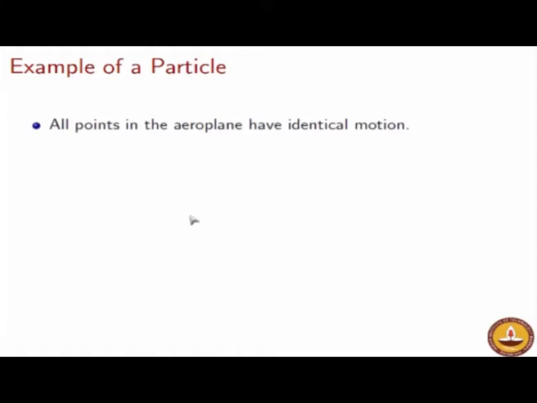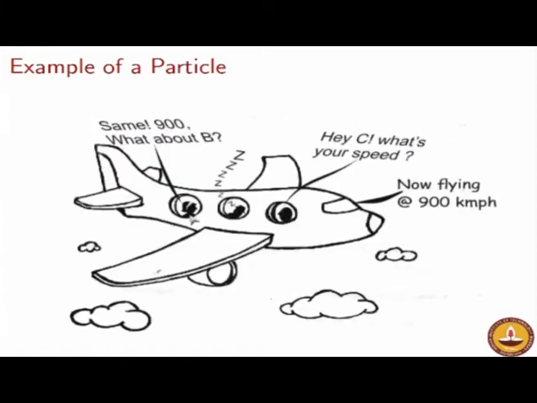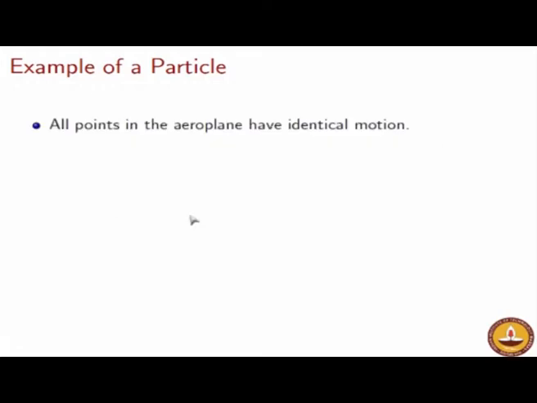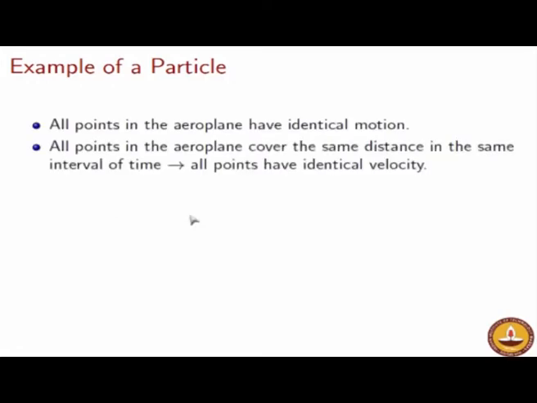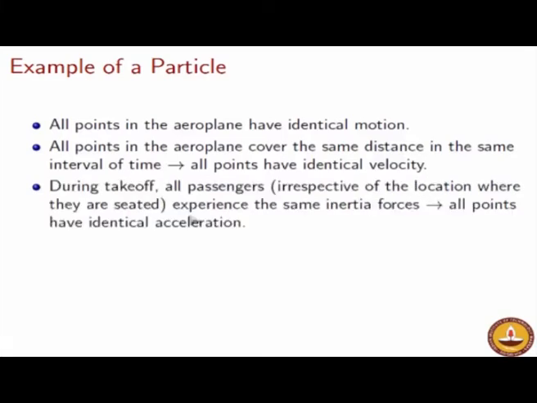So just to recapitulate what we talked about in the previous slide, all points in the aeroplane, whether living or non-living, will have identical motion characteristics. That means that in the same interval of time, from takeoff to any other arbitrary point in time, all points will have identical velocity. During takeoff, the passengers, irrespective of where they are seated, will be experiencing the same kind of inertia forces. Again, that implies all points have identical acceleration.